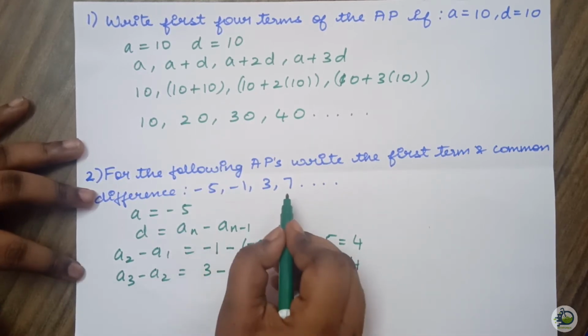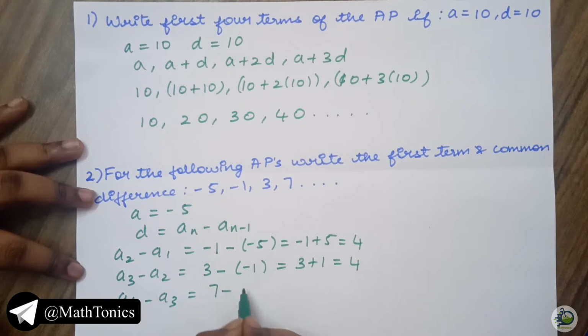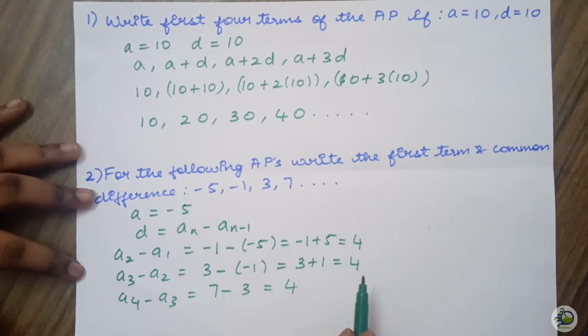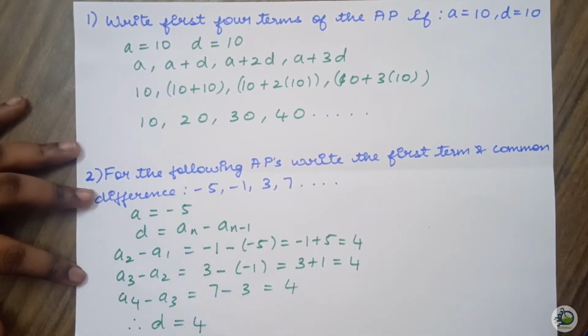Next we do a4 minus a3, which is 7 minus 3, equal to 4. So here you can see that the common difference between each consecutive term is 4. Therefore the common difference D is equal to 4 and the first term A is equal to minus 5.